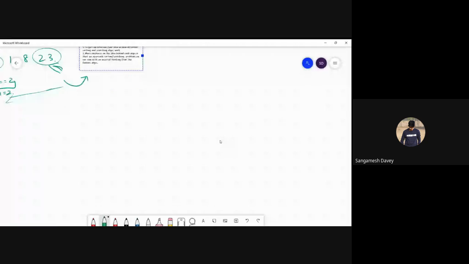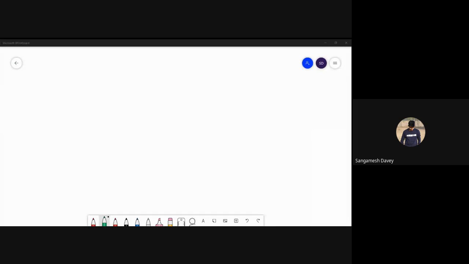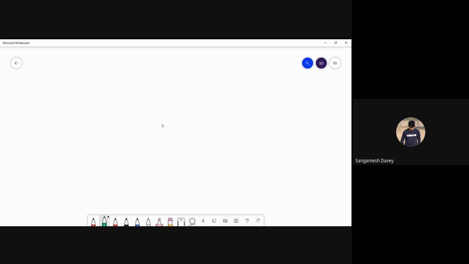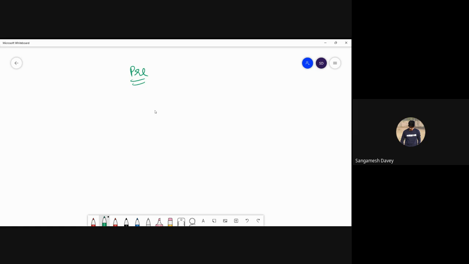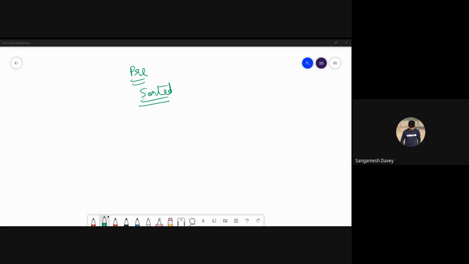We have an entire session dedicated towards binary search. So I won't be spending much time on that, but I'll surely explain the basics of binary search. What is one of the biggest prerequisites of binary search, if someone could tell me? Should be sorted. Exactly. The entire array should be sorted for binary search. Once it's sorted, you can easily do it.